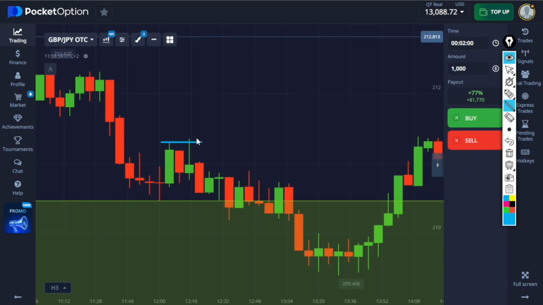Okay, so after forming this change of character, immediately we got another change of character. Okay, price broke below the most recent low with this candle over here, forming yet another change of character. Okay, we've now got that bearish market structure shift.